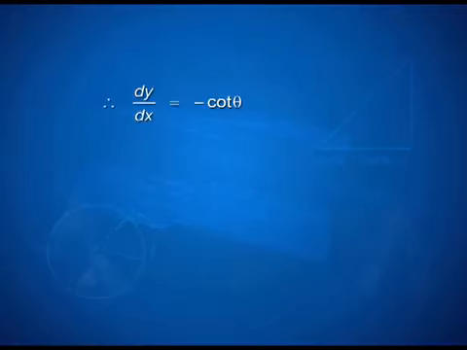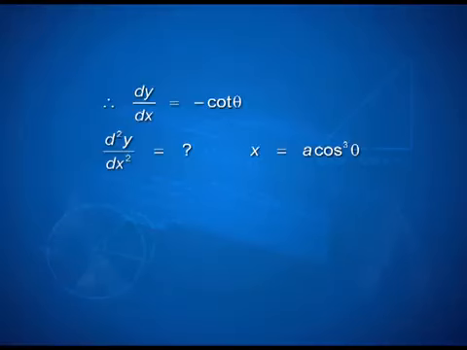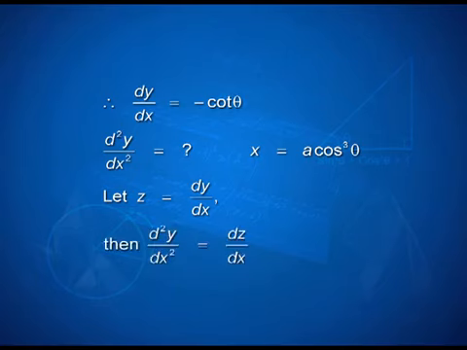At the same time, x is a function of theta. I need to find d2y by dx square. So, what I can do is take z as dy by dx, so that d2y by dx square becomes dz by dx. Z is a function of theta, x is a function of theta.